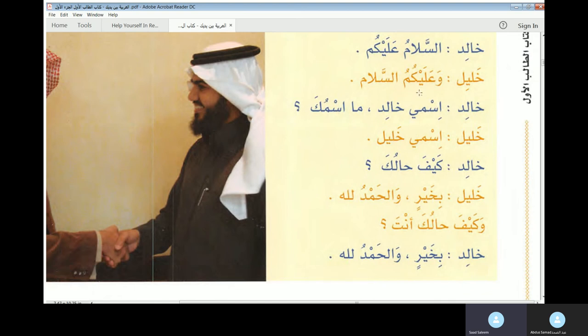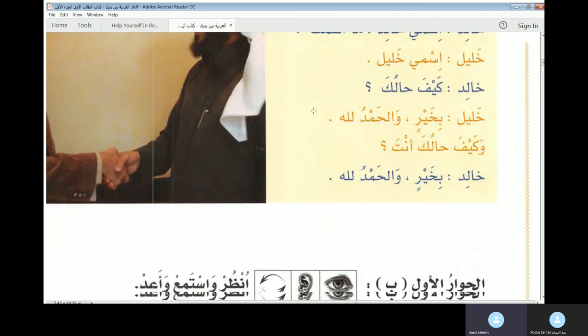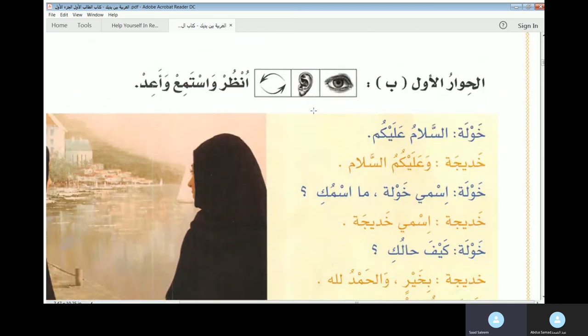Now, remember that ism means name and ya means my. Ya means my, okay? Ka means your, and it is used only for the male. Next.